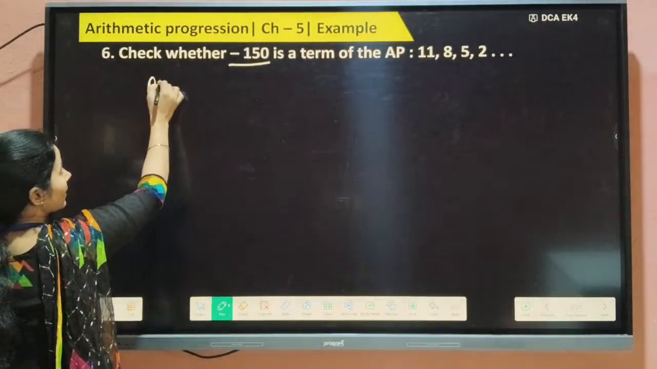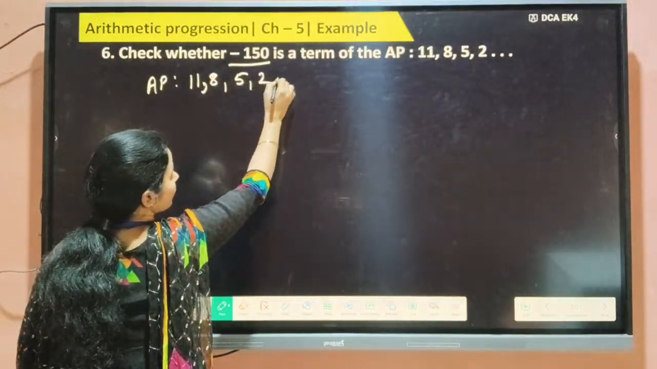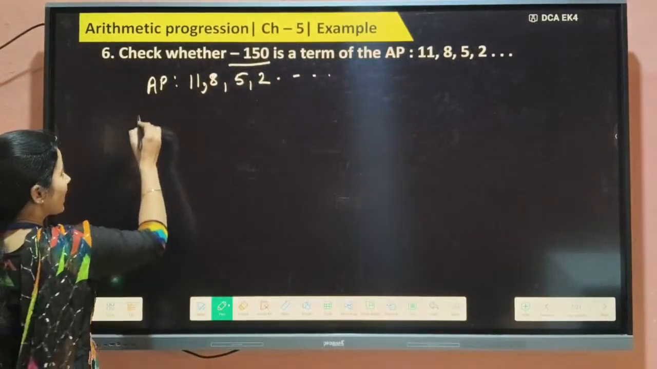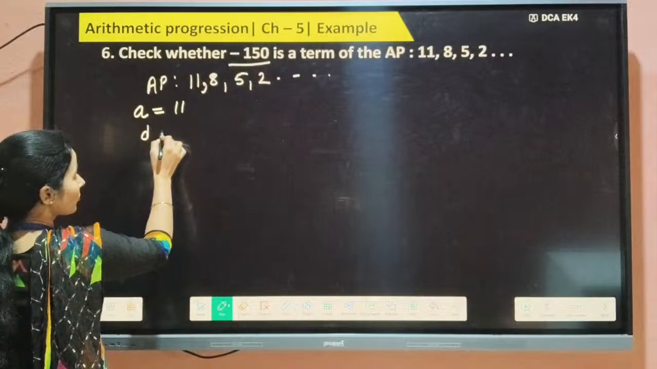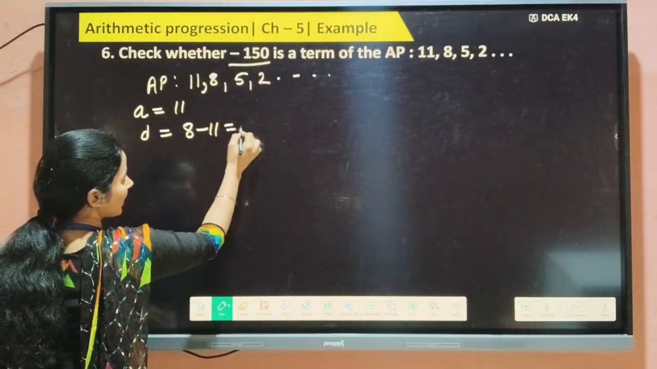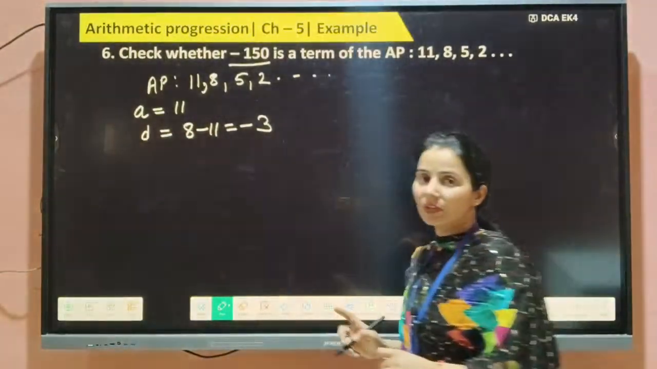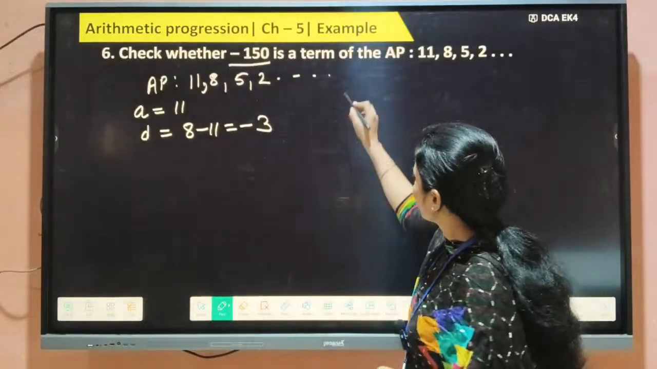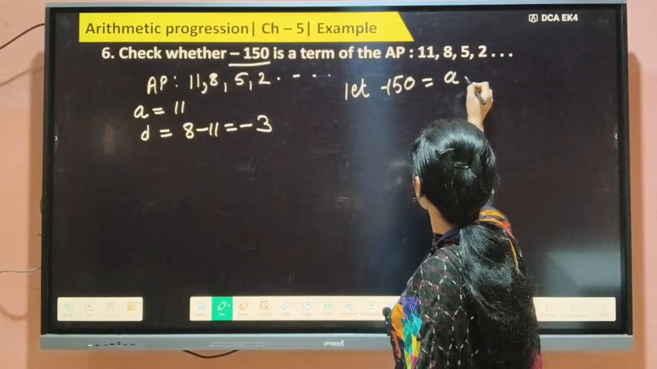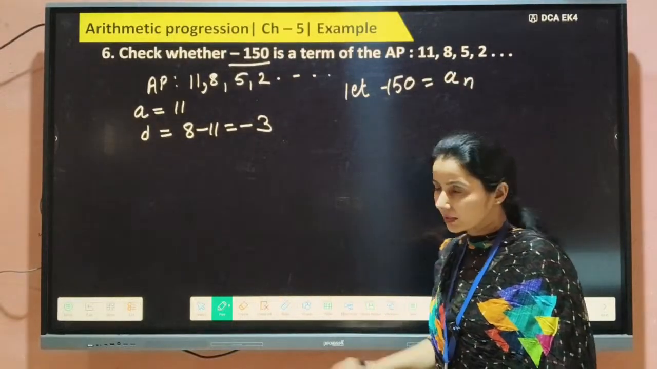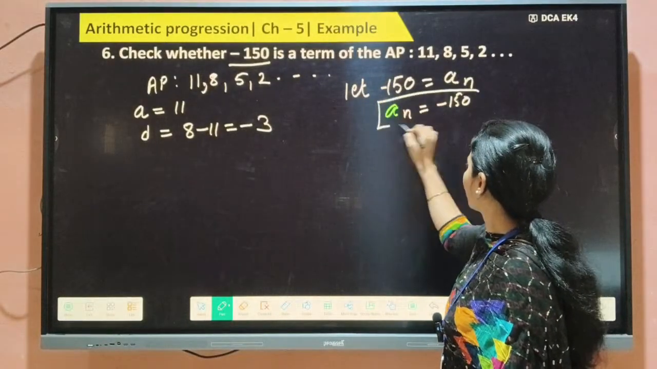Write down the AP: 11, 8, 5, 2 and so on. Let us find out the first term of this AP is 11 and the common difference of this AP is 8 minus 11, that is minus 3. So let us consider, if possible, this minus 150 is the nth term of this AP. Let minus 150 be the nth term of this AP. We can say the nth term of this AP is minus 150.